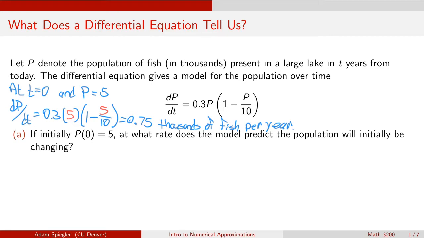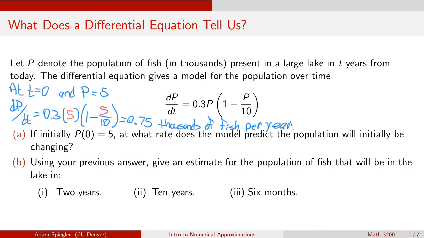And so next, let's see how we could use this information about the derivative at time 0 in order to make some approximations for the fish population, say 2 years from now, 10 years from now, or say 6 months out from now. Okay, so let's start with the first one, which is asking us to make a prediction for the fish population 2 years from now.